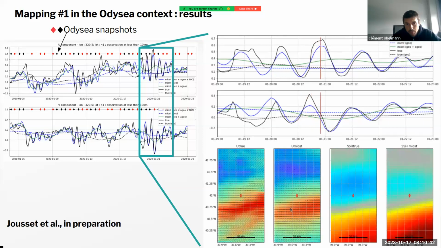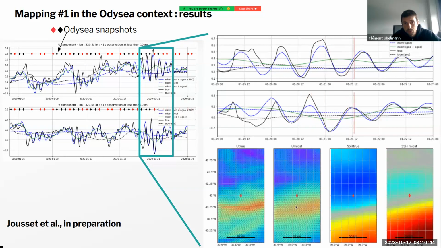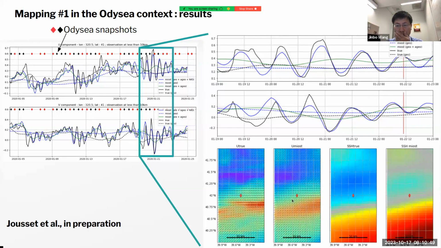I don't know if you see my pointer, by the way. That could be useful for later. Yeah, we see the pointer. Yeah, you do see. So okay, great.